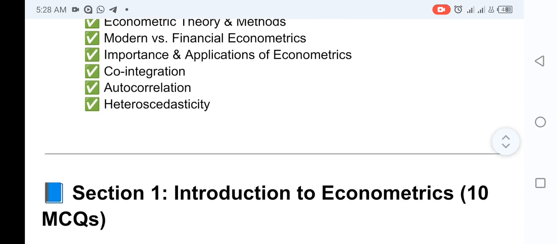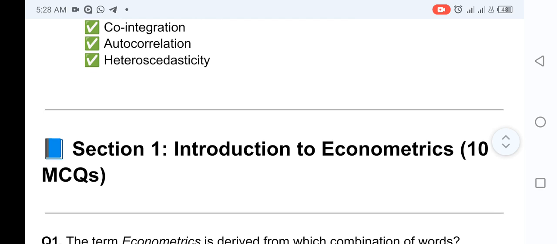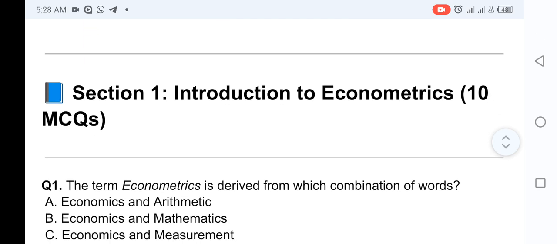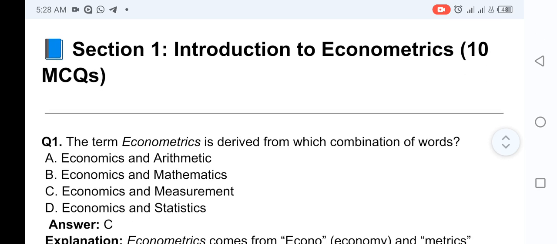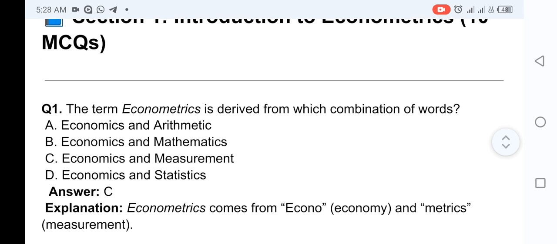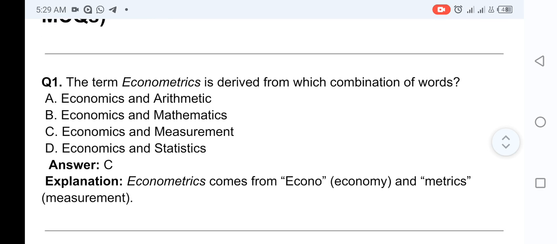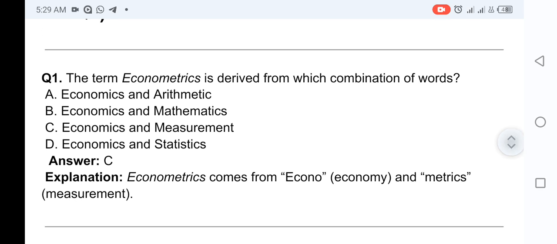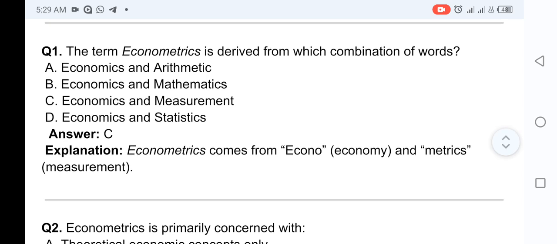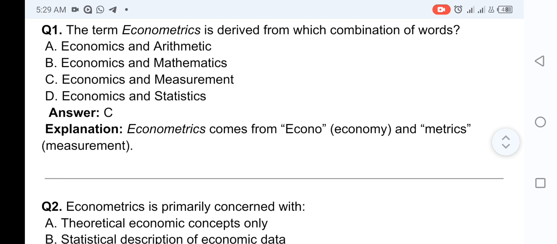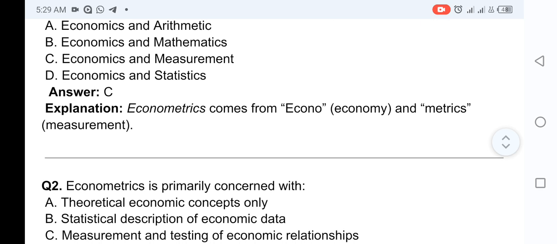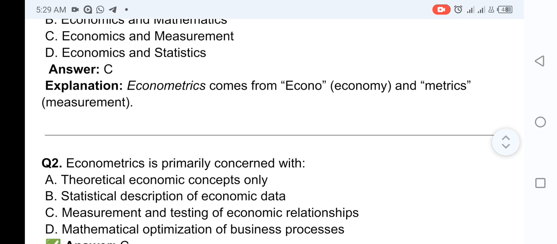Let's get started. Blue Book Section 1, Introduction to Econometrics, 10 MCQs. Q1. The term econometrics is derived from which combination of words? A. Economics and arithmetic. B. Economics and mathematics. C. Economics and measurement. D. Economics and statistics. Answer: C. Explanation: Econometrics comes from econo, economy, and metrics, measurement.